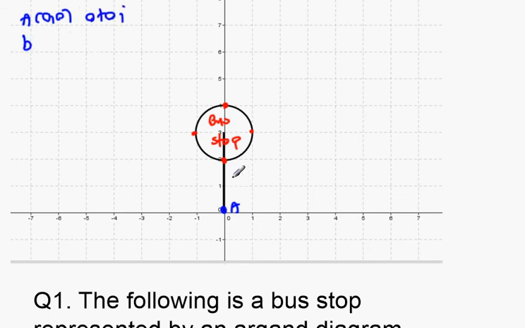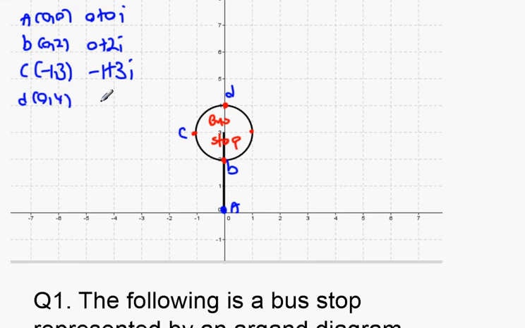Point B is represented by, anybody? 0, 2, which is the same thing as 0 plus 2i. The next one is C, which is represented by minus 1, 3, which is minus 1 plus 3i. D is going to be 0, 4, which is 0 plus 4i. And finally E, which is 1, 3, which is 1 plus 3i.